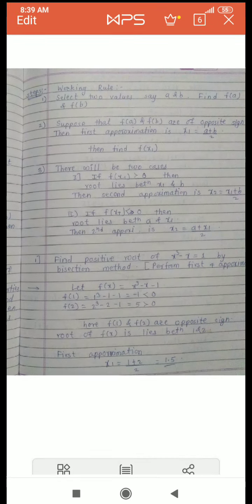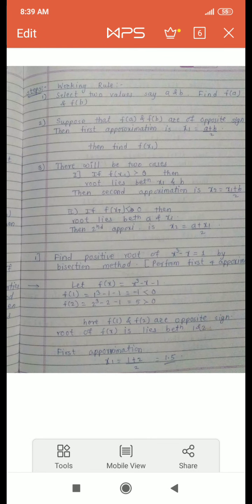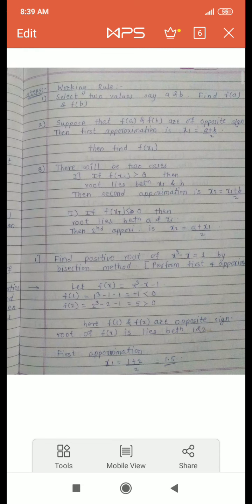Select two values, say a and b, by using the intermediate value theorem. Then find f of a and f of b. Suppose that f of a and f of b are of opposite signs, then the first approximation x1 is equal to a plus b by 2. Then find f of x1.